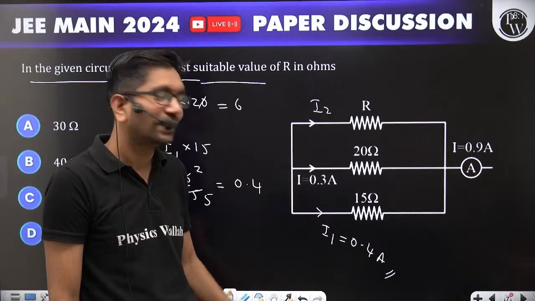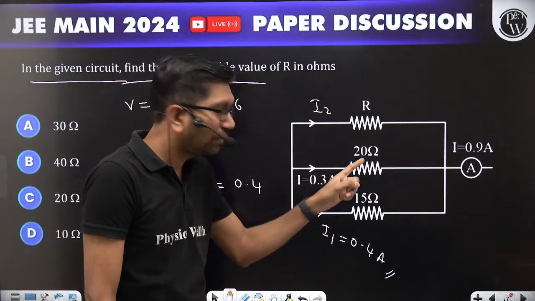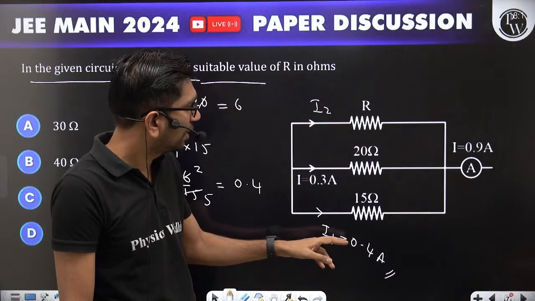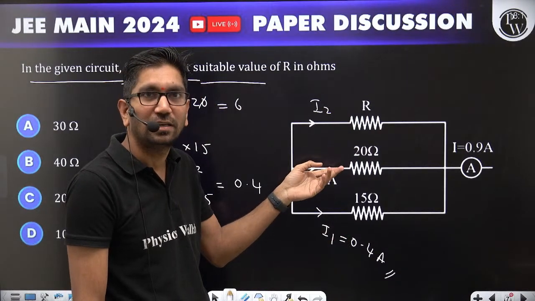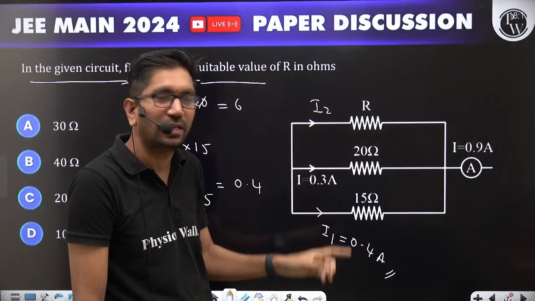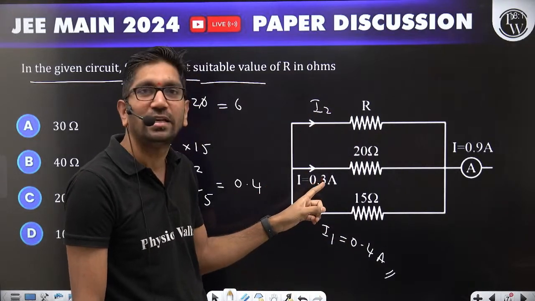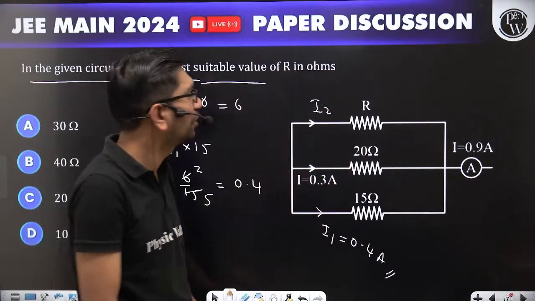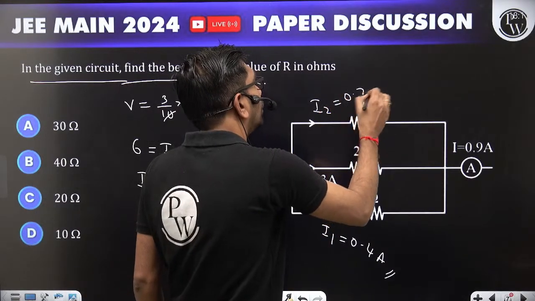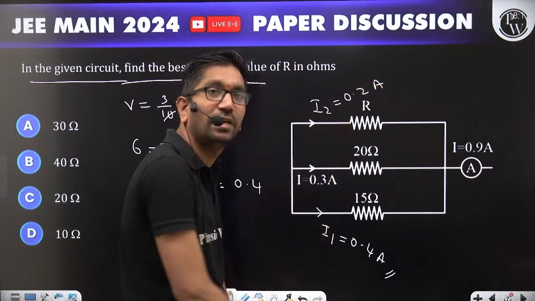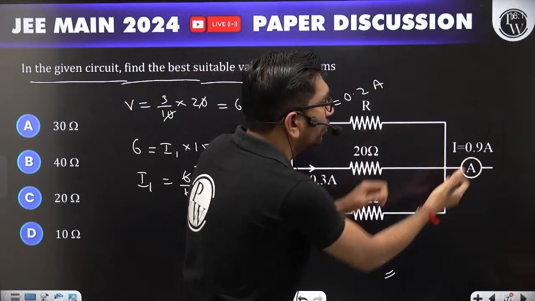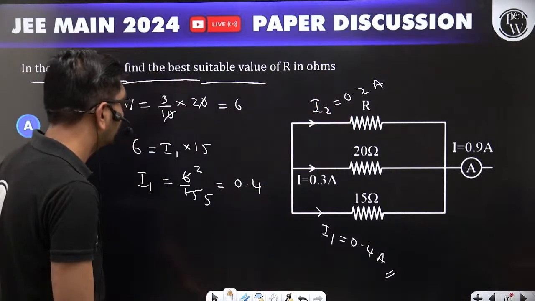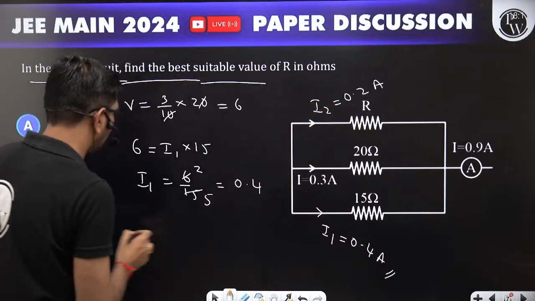Yes. Now see here, beta. 0.3 is going here and 0.4 is going here, right? What is the final current that should move from here? 0.4 plus 0.3, it is 0.7. So 0.2 ampere will be flowing from here, right? So adding all this, you'll get what? 0.9 only. Yes, so we can calculate the value of the resistance now.